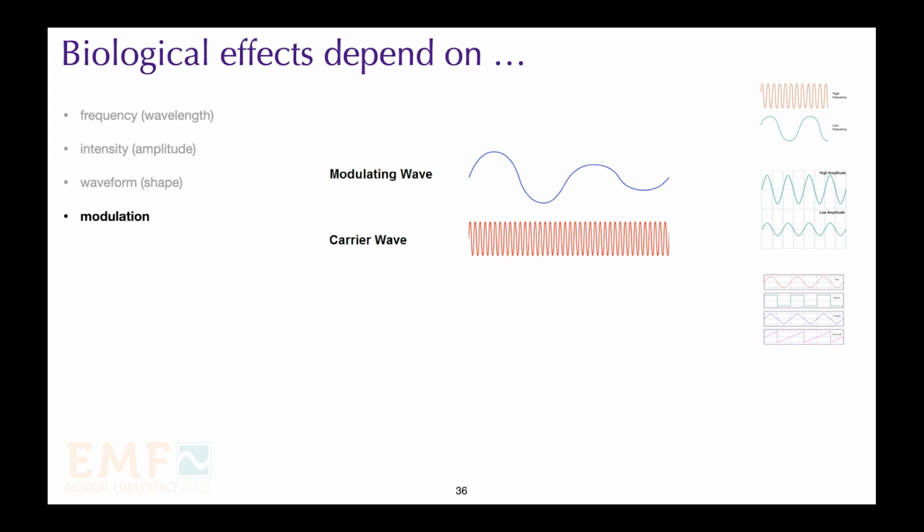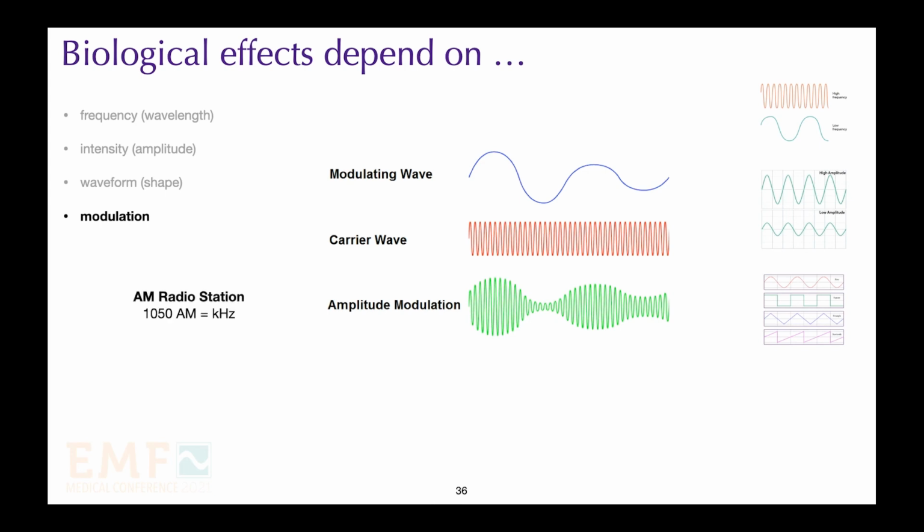Modulation is also important, and here we have a carrier wave and a modulating wave. Two types of modulation are common. Amplitude modulation looks like this and applies to AM radio stations, for example. Frequency modulation refers to FM radio stations, and their call sign is their carrier frequency.